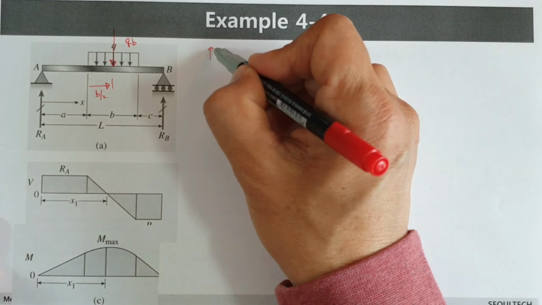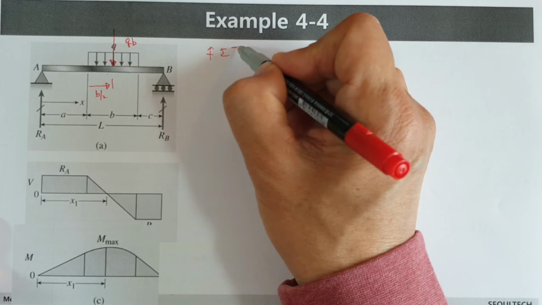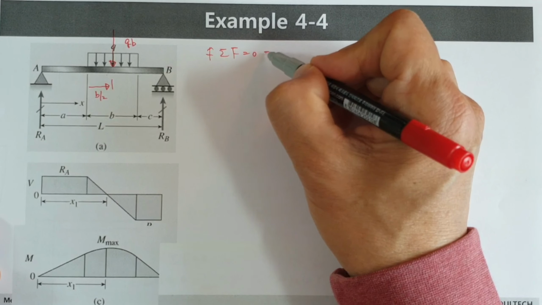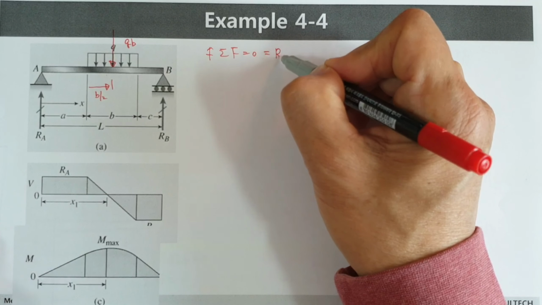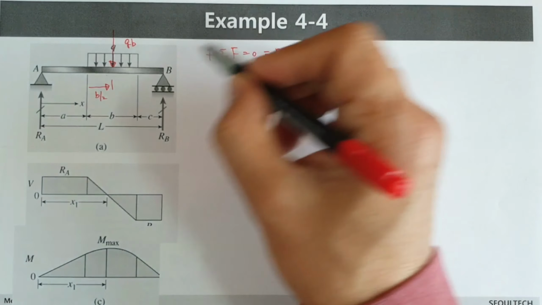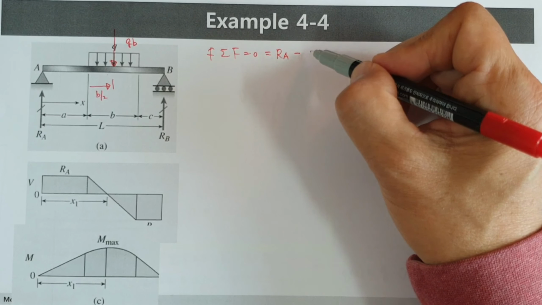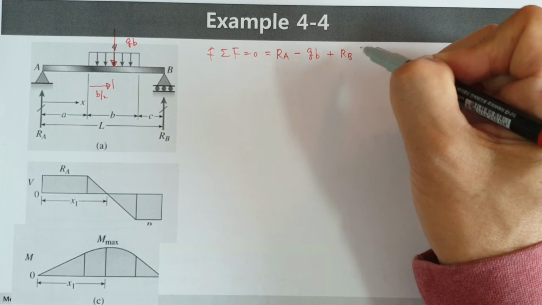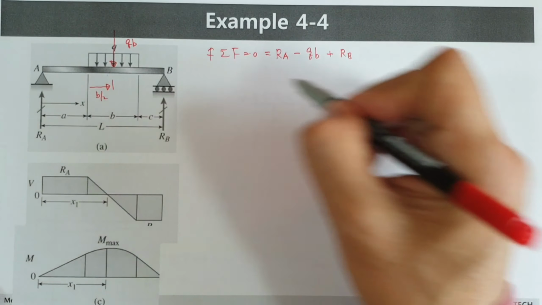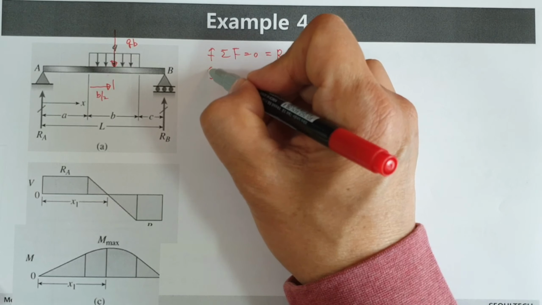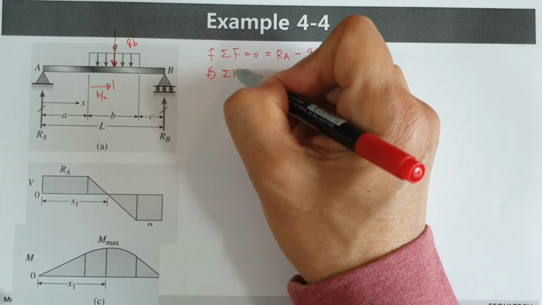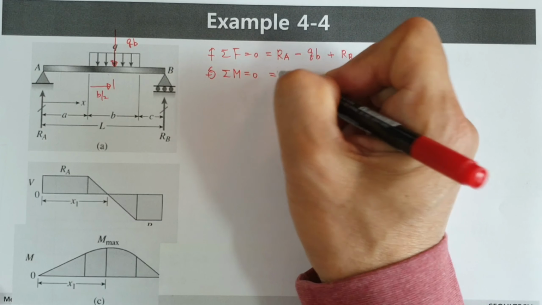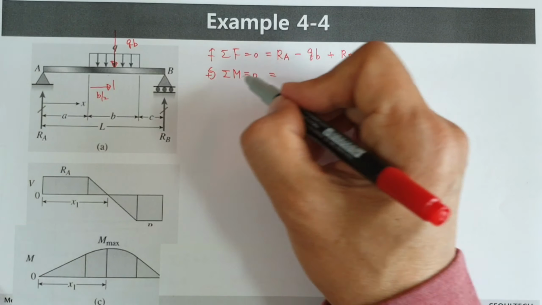Okay, let's say force equilibrium. On the left side, RA minus QB plus RB is 0. And next step, let's think about moment. Moment M equals 0. Let's consider at this point, let's say B.